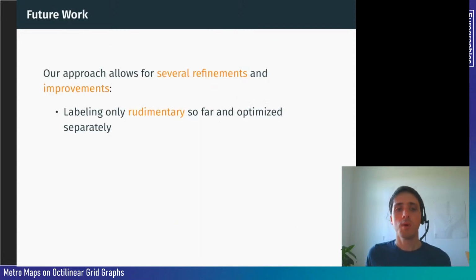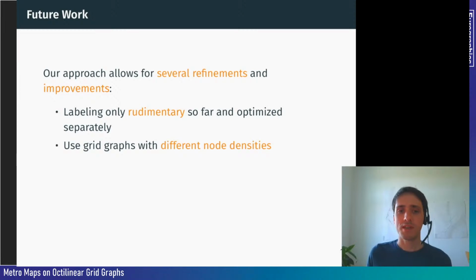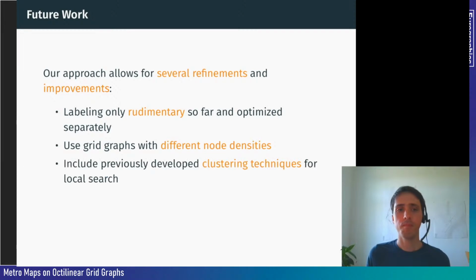Okay, so what else is there to do? As I've said, labeling is only implemented rudimentarily so far and optimized only after the octilinearization took place. We would like to experiment with base grids that have different node densities to further speed up our approach. And it would be very interesting to include node clustering techniques from previous work to the local search, simply to avoid falling into local optima.